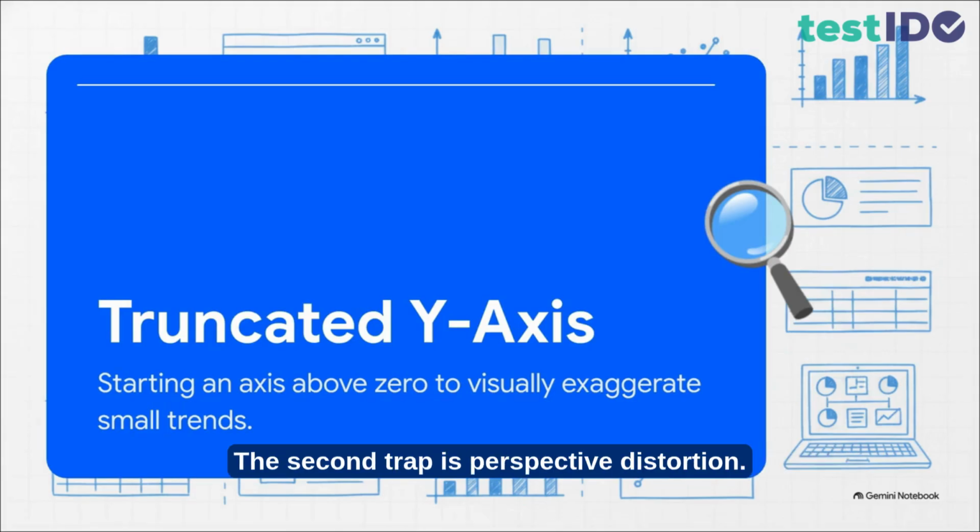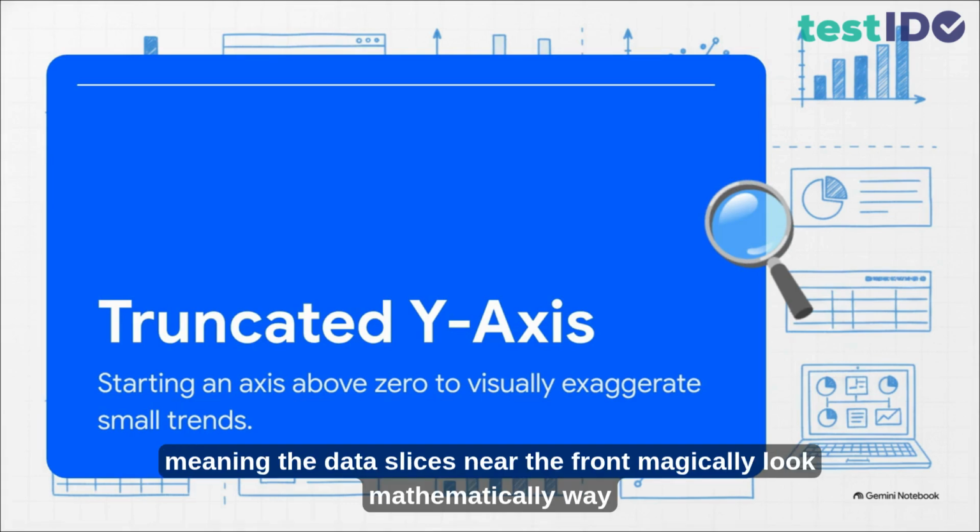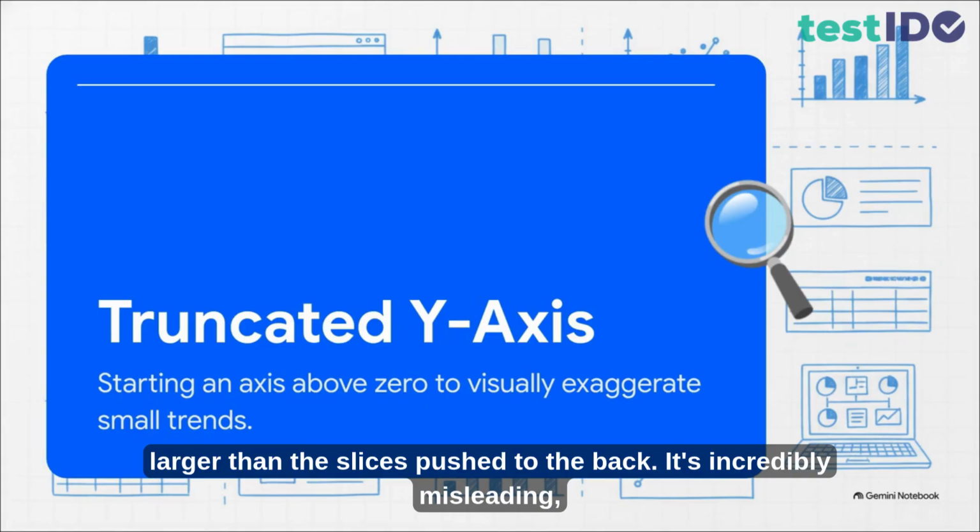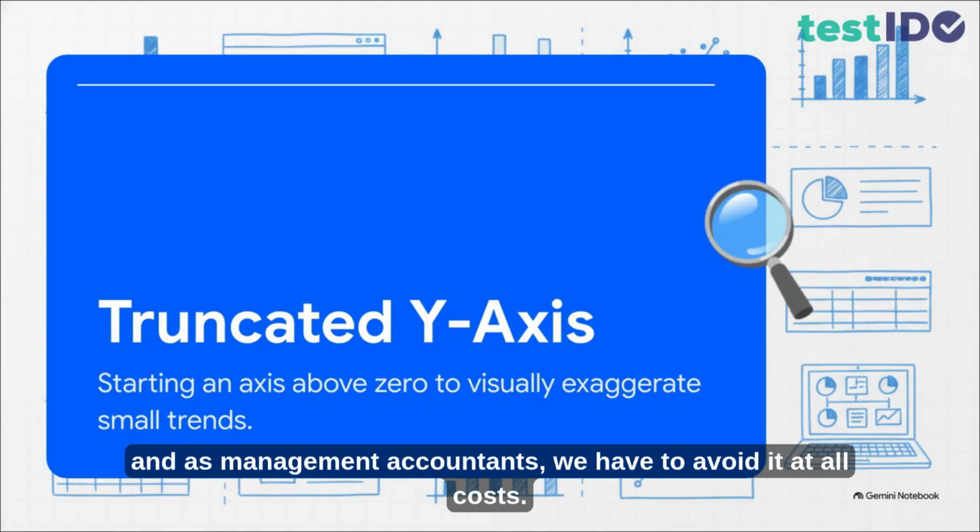The second trap is perspective distortion. This creeps in when you use 3D charts, like a 3D pie or bar chart. That artificial perspective warps the visual area, meaning the data slices near the front magically look mathematically way larger than the slices pushed to the back. It's incredibly misleading, and as management accountants, we have to avoid it at all costs.